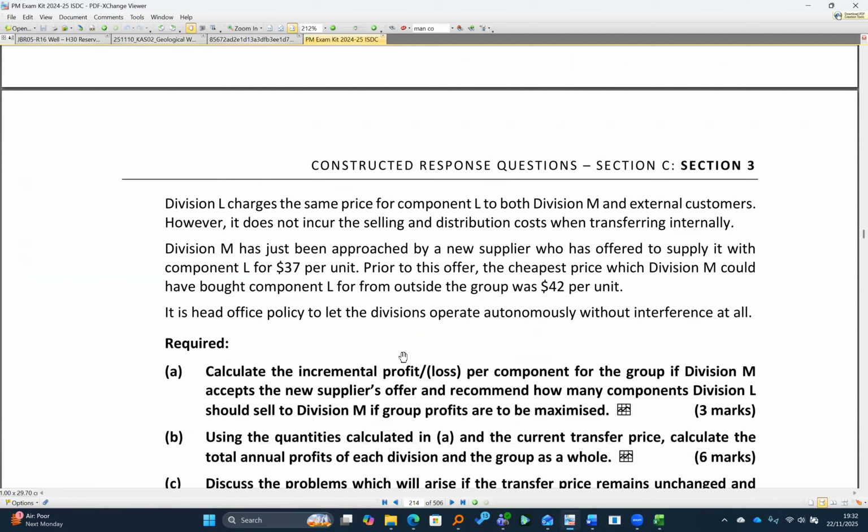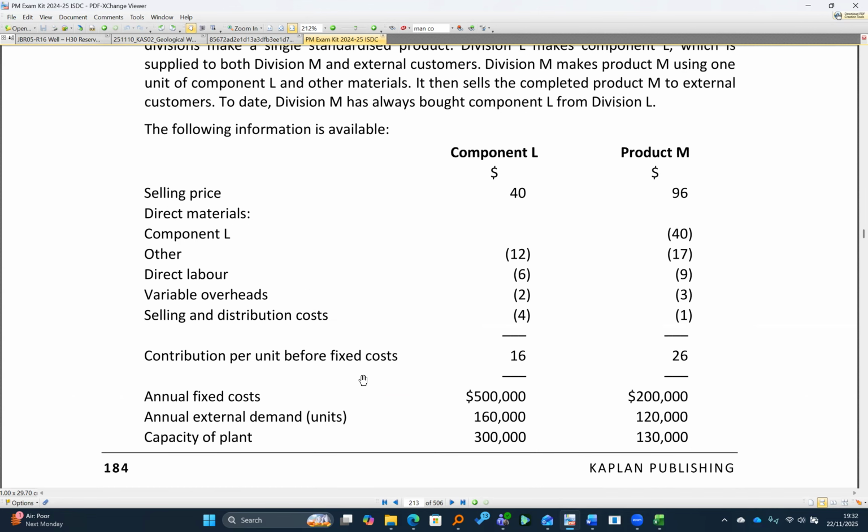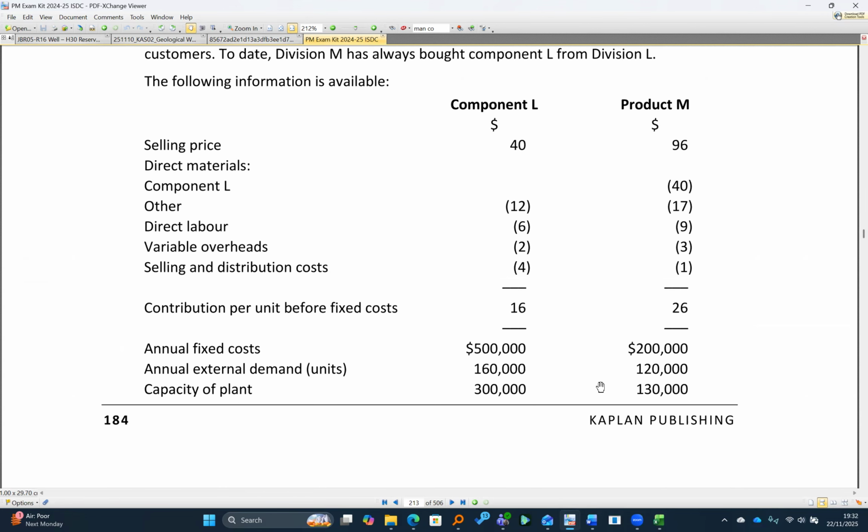Now we go back to what the question is asking us. It's saying incremental profit or loss per component of the group if division M accepts the new supplier's offer, and recommend how many components division L should sell to division M if group profits are to be maximized. So when you want to maximize group profits, you are still not worrying about the division as a whole. So now, as we come here, we can try to look at the incremental profit this way.